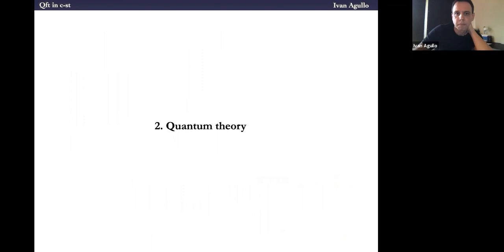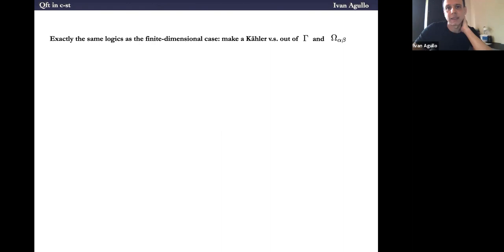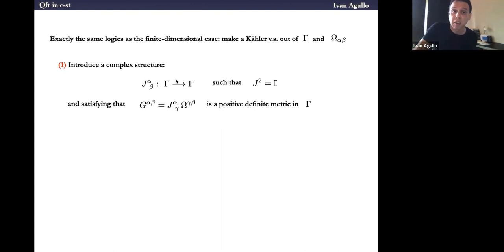Quantum theory. Exactly the same logic as the finite dimensional case. We need to make a Kähler vector space out of the phase space and the symplectic form. We can do that either by introducing a complex structure or a metric. One determines the other, but they have to be compatible. You can introduce a complex structure, which is a linear map whose square is minus the identity. Sorry, I forgot a minus. There is minus the identity here. Very important. And satisfying that the metric is positive definite.